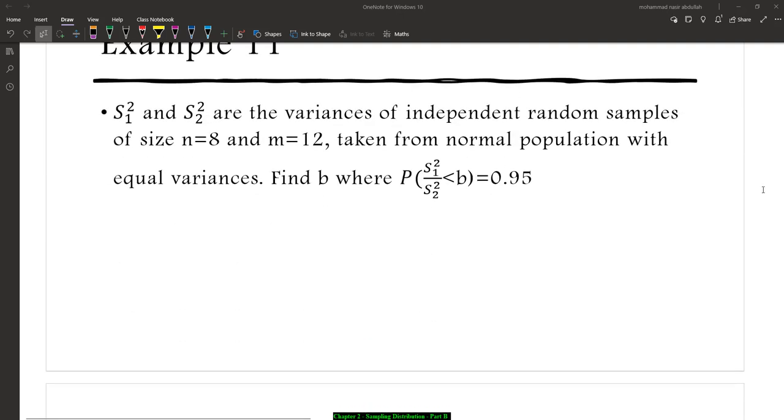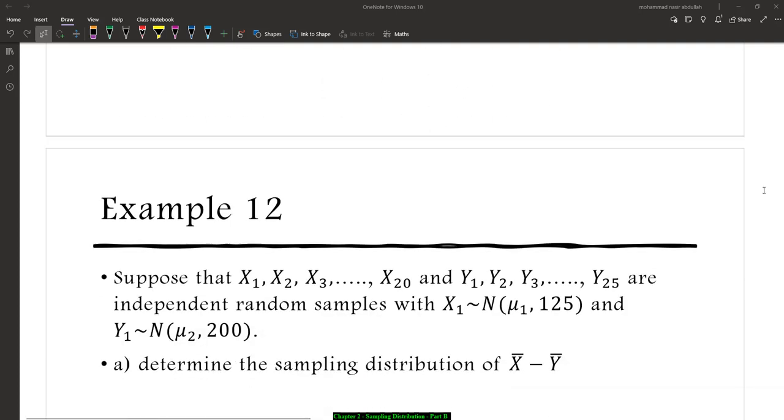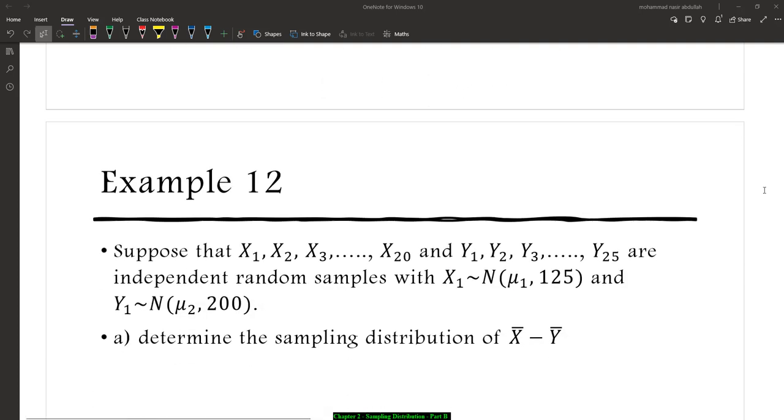This one I already showed before, right? Previously I already showed you, but this one just has different values. Actually it's the same, you can do it by yourself. Example number 12.